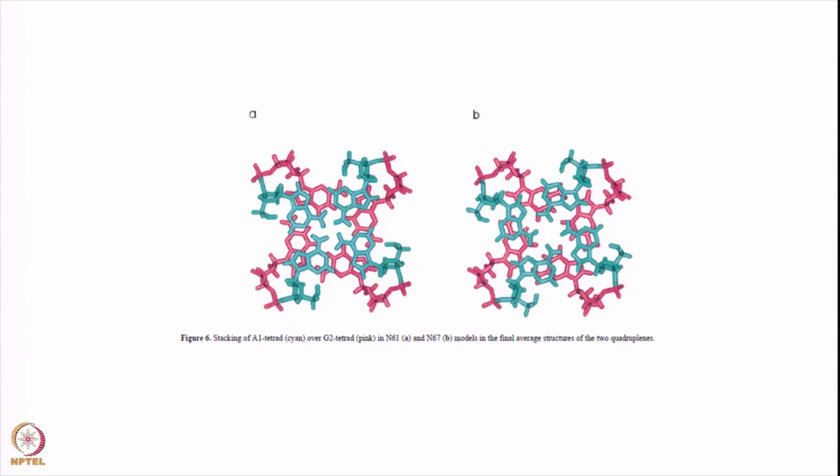Okay. This shows the stacking of the A tetrads over the G tetrad. This provides the stability to the A tetrad. So the one which is in cyan color is the A tetrad, and what is below is the G tetrad. So look at how this stacking is happening. This stacking of the bases, the purine bases, provides enormous stability to the structure of the A tetrad. Otherwise you normally do not see this.